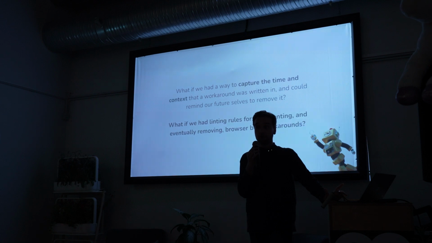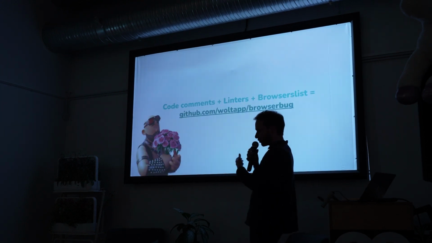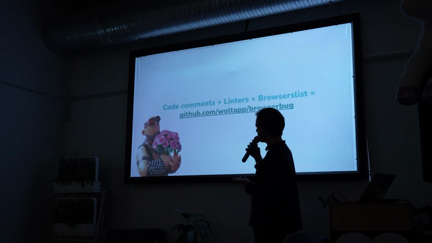And then I was thinking, we already have something that yells at us when the code is not doing the thing we want it to do, or it's not written in the way we want it to be, and that's just called linting. We have linting like ESLint and Stylelint, for example, that enforce automatic rules about our code base. So that's what we've been working on a lot on our team. It's called BrowserBug. It's open source under Wolt/BrowserBug.